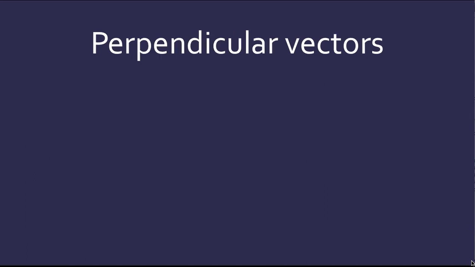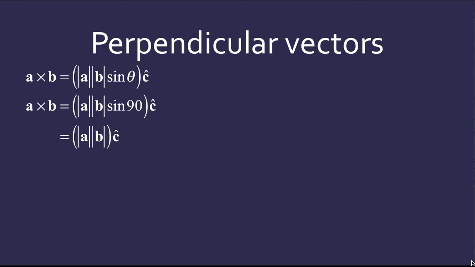Let's consider now what the cross product for orthogonal or perpendicular vectors might be. For perpendicular vectors, the angle between them is 90 degrees. The sine of 90 degrees is 1, so that the result of A cross B, where the two vectors are perpendicular, is a vector with a magnitude equal to the product of the magnitudes of the two individual vectors, in a direction 90 degrees to both A and B.